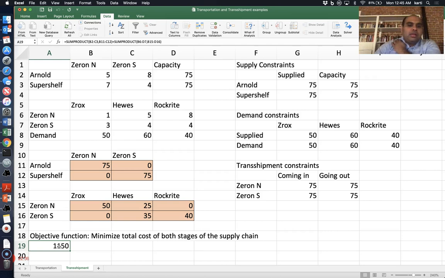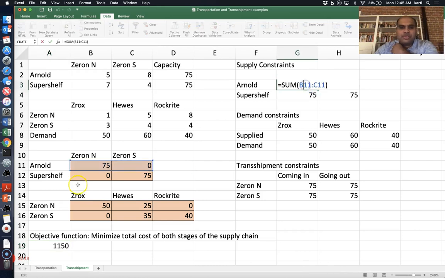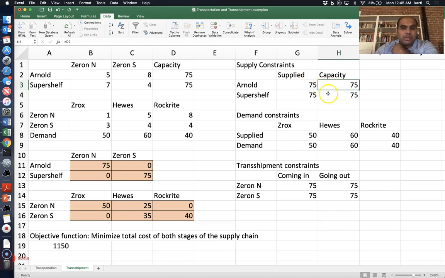Now, apart from this, there is something that I should have touched upon in the transportation problem. I will talk about that here. But a couple of things that I want you to notice is that these here are the actual values that are supplied out of Arnold. So 75 units are supplied and the capacity is 75. So the total capacity is used up. There is no excess capacity. The same for Supershelf. And the same goes for Xerox, Hughes and Rockrite. Demand is 50, 60 and 40 and all the demand is satisfied. And this is exactly what we expected. 75 units and 75 units. So capacity of 150 and demand of 150. So we knew that all the supply would get used up and all the demand would get satisfied, right?